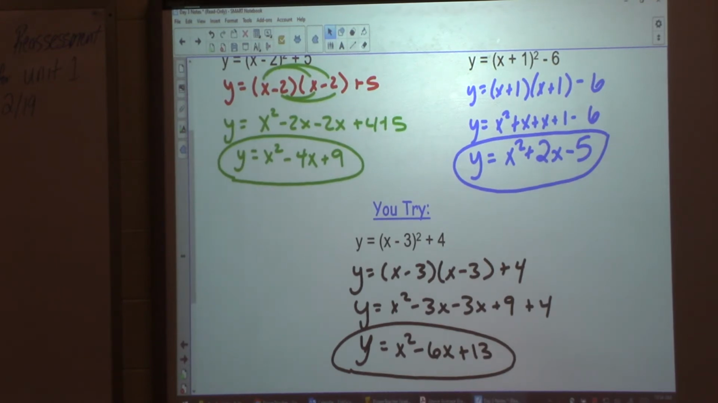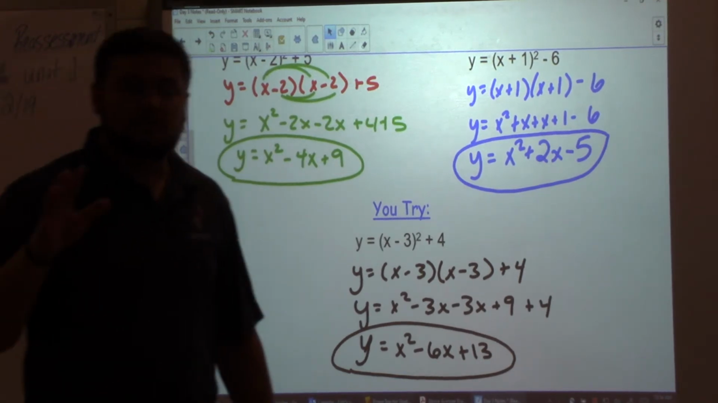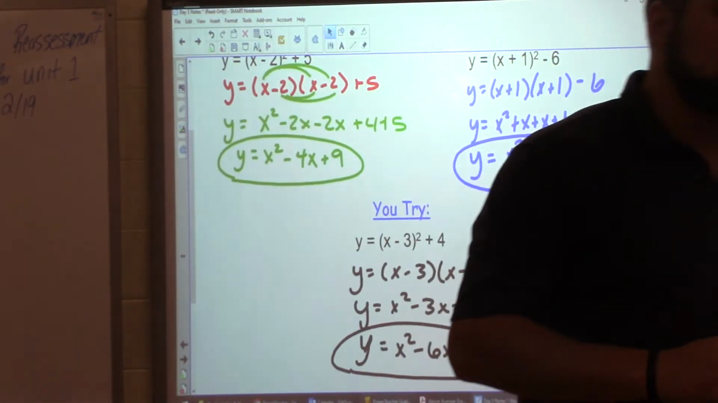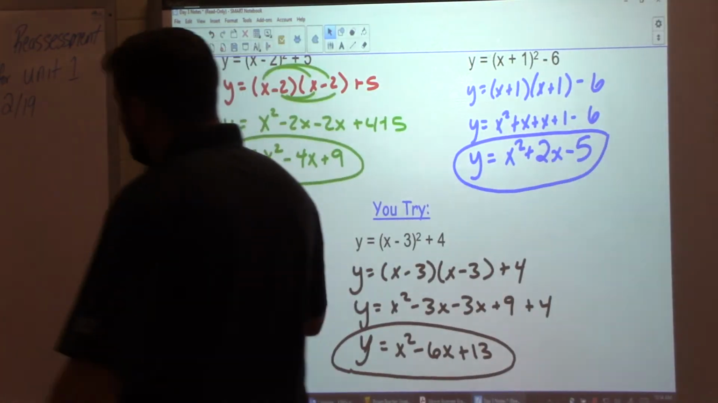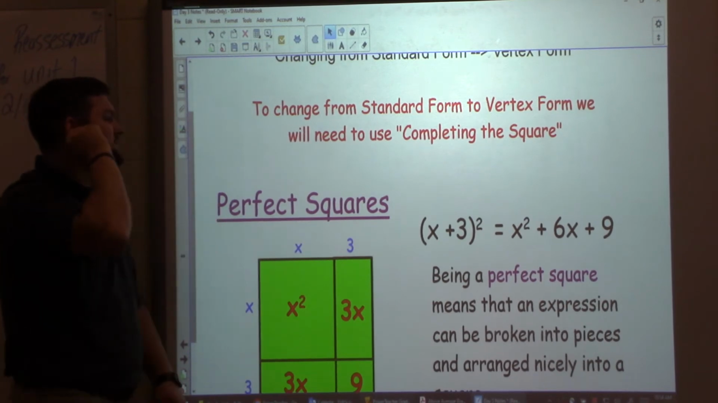Okay. Alright, guys, so. Look at that. That's a super easy way, right? Vertex to standard, super easy. It's great. Okay? Well, we've got to go standard to vertex as well. That was a little more difficult. What we have to do is what we call completing the square. So when we change from standard to vertex, we need to complete the square.